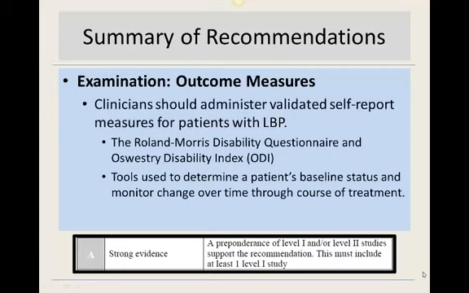Outcome measures such as the Roland-Morris Disability Questionnaire and the Oswestry Disability Index have been studied very significantly and are highly recommended by the expert panels. It's with strong evidence that these disability questionnaires are recommended. These tools are very helpful in determining a patient's baseline status and monitoring their status over time through the course of treatment. It is also beneficial for the clinician or therapist to monitor their ability to treat and improve patients over time.